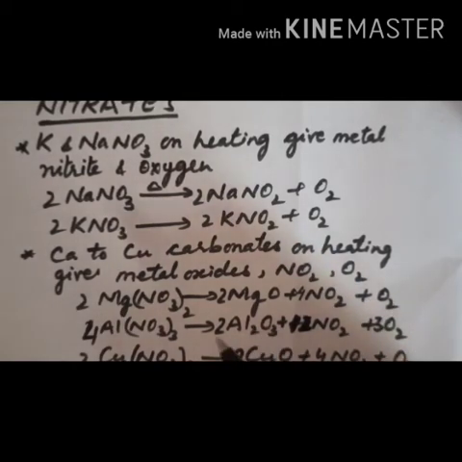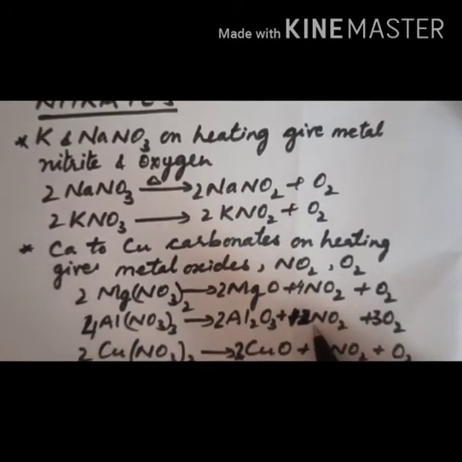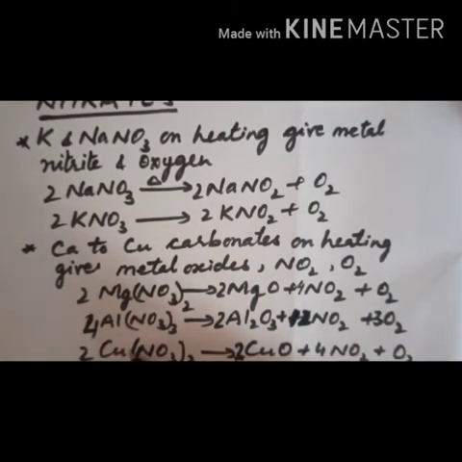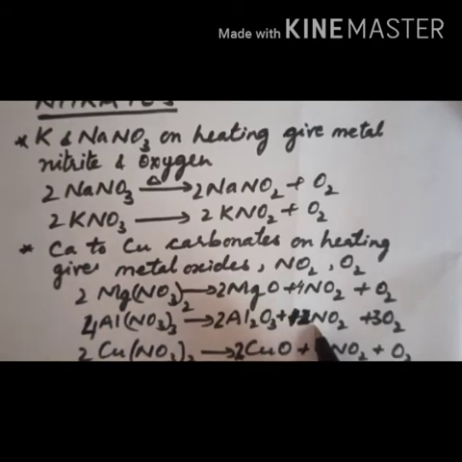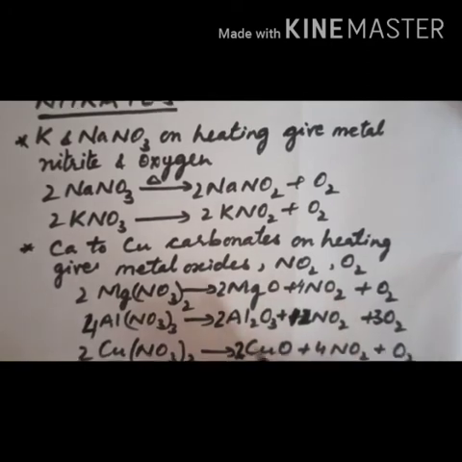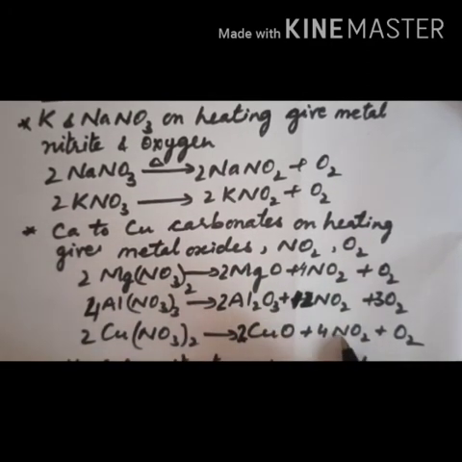Your aluminum nitrate on heating gives you aluminum oxide, nitrogen dioxide and oxygen. Here balancing: 4 aluminum nitrate on heating gives you 2 aluminum oxide, 12 nitrogen dioxide and 3 oxygen. The same way, copper nitrate on heating gives you copper oxide, nitrogen dioxide and oxygen gas.